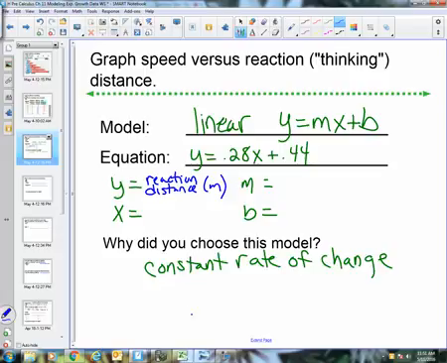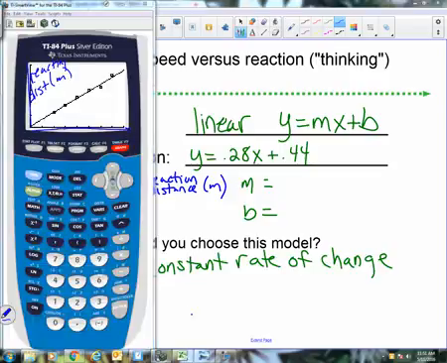Okay, how about the x value? Well, think about what the x's were. These were our speeds, right? Our 10, 20, 30, whatever, and those were in miles per hour.